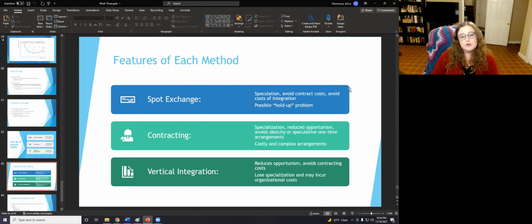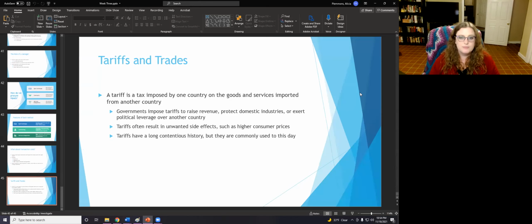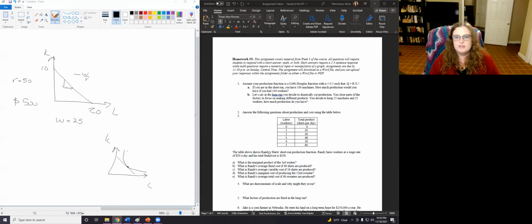Then we have the idea of vertical integration. So vertical integration says, I'm not going to buy this from anybody. I'm just going to produce it in-house. This does reduce opportunism. People aren't going to take advantage of you if you make it yourself, and you avoid all these contract costs. But the problem is you lose specialization of the type of goods that you're making, because now you're making multiple types of goods, and you may have some sort of organizational cost setting up this means of production. All right. So after that, let's go through the homeworks.